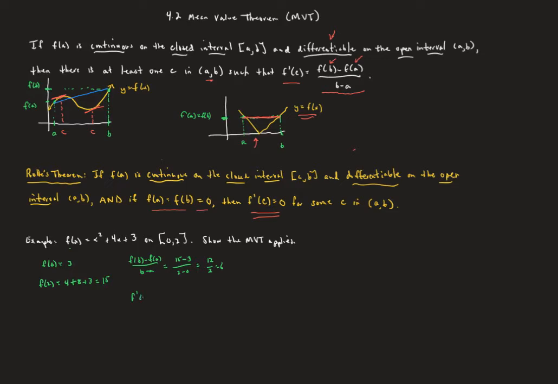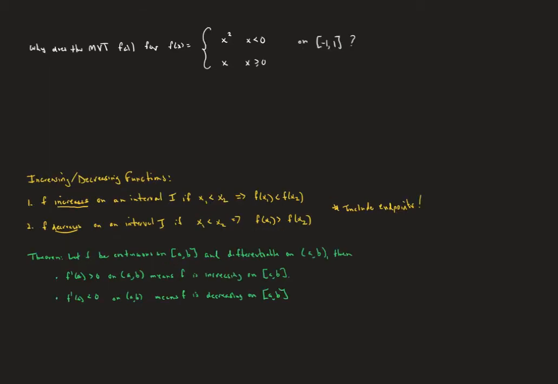So f prime of x we can figure is 2x plus 4. We set the 2x plus 4 equal to the 6. There's our f prime equal to f of b minus f of a over b minus a. We can solve that easily enough and get x equals 1. We can see that 1 is indeed between 0 and 2, so our value of c guaranteed by the mean value theorem is c equals 1. Okay? On to the next panel.